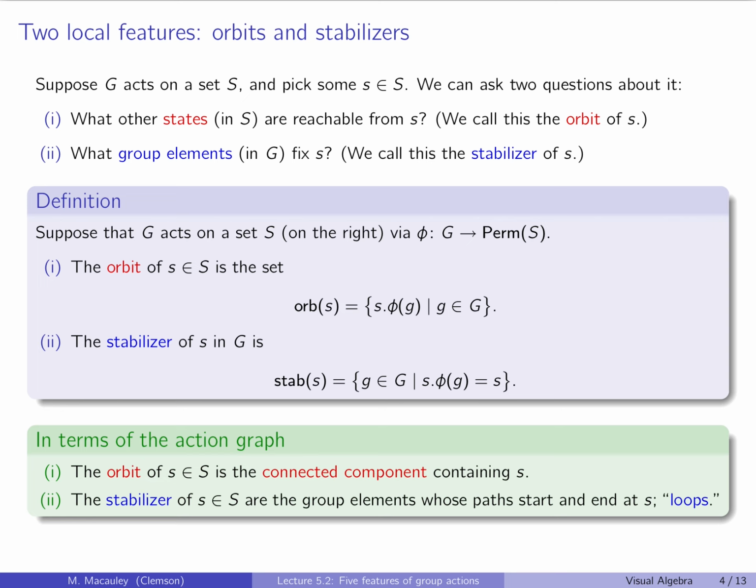It's always a good idea when we learn a new definition in group actions to try to interpret it in terms of our favorite visual, that is the action graph, and also in terms of our favorite analogy, which is the group switchboard. We'll start with the action graph. The orbit of an element S is just the connected component containing it, and the stabilizer of S are the group elements whose paths start and end at S. I call those loops.